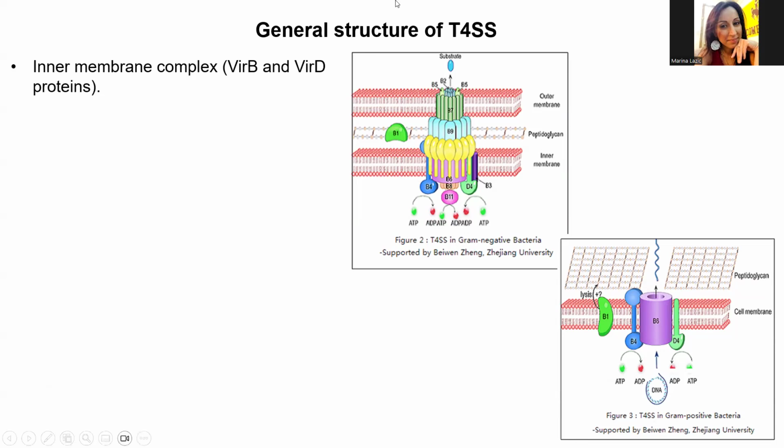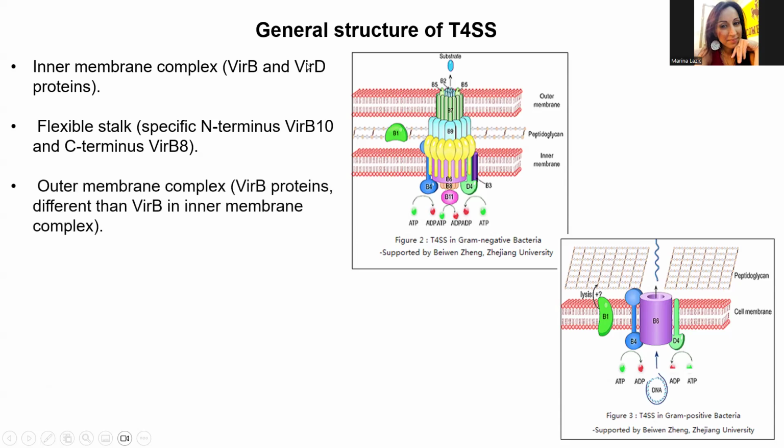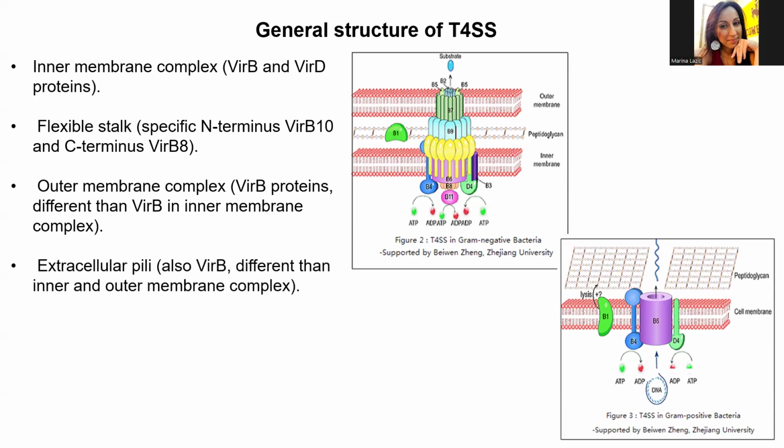Similar to everything else, it has an inner membrane complex, which are VirB and D proteins, and there will be this specific flexible stalk. That flexible stalk goes from the inner membrane and connects to the outer membrane, where again we have proteins that are different than those in the inner membrane. That's why I'm telling you just different types of Vir proteins from inner and outer membrane, and the flexible stalk, which also has Vir proteins, just called with different letters, like VirB8 and VirB10. Again, Vir proteins will be enough and flexible stalk will be enough.